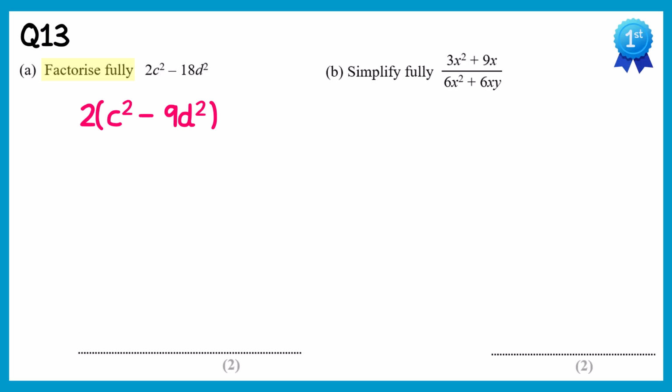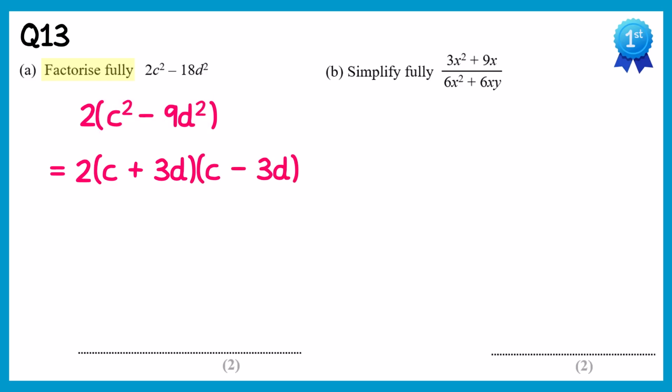Now some students will think that we fully factorised at this point, but there's actually one more factorisation we could do. If we look at the terms inside the brackets here, we have the difference of two squares, since c squared is a square and 9d squared is also a square. So we can write this as 2, and then we need to do the difference of two squares factorisation. To do this we square root the c squared, which is c, and we also square root the 9d squared, which is 3d. So the brackets will be c plus 3d and c subtract 3d.